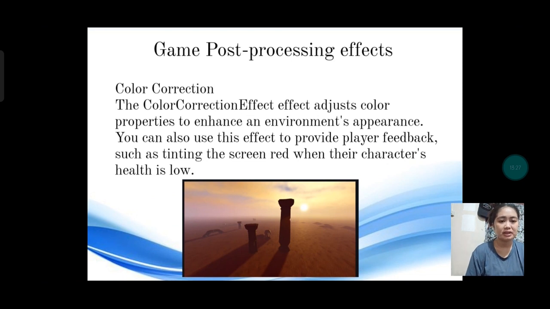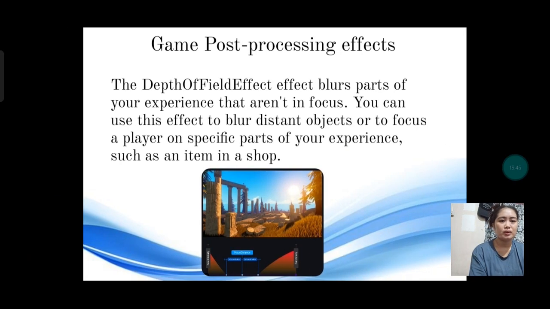And the color correction effect adjusts color properties to enhance an environment's appearance. You can also use this effect to provide player feedback, such as tinting the screen red when their character's health is low. Then the depth of field effect blurs parts of your experience that are not in focus. You can use this effect to blur distant objects or to focus a player on specific parts of your experience, such as an item in a shop. So this picture is the example.